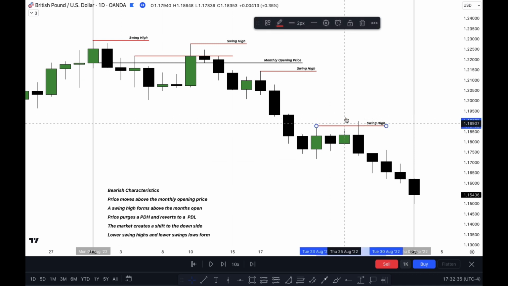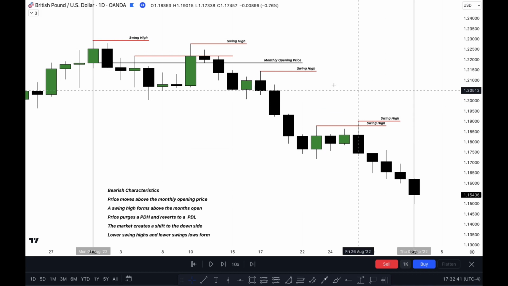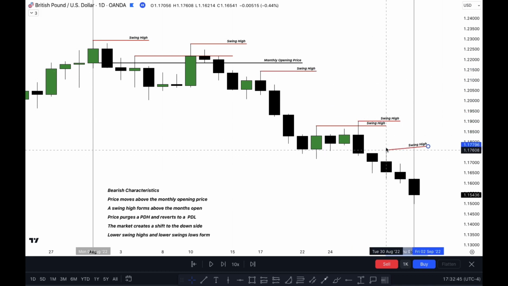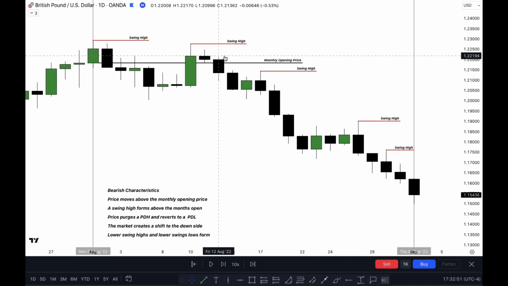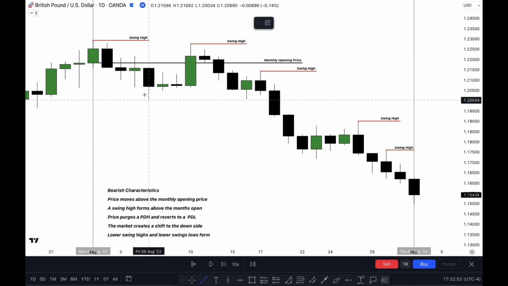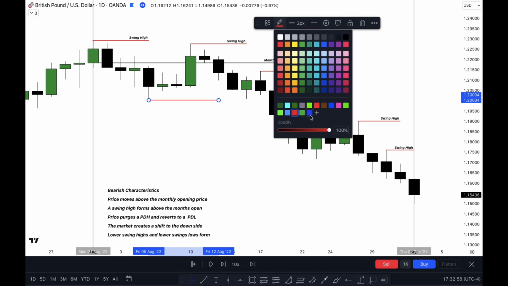But then after that, it doesn't take out that higher swing high that we have up there. Creates another lower one compared to this one up here. And then we get another lower swing high again. So that's all the swing highs. Now, if we were to take a look at the swing lows, let's find a swing low. You have a swing low here. Mark it off in blue.